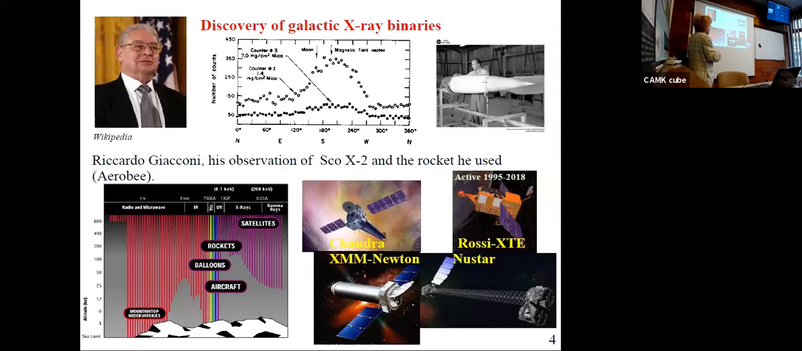So a lot of results later were achieved from satellites like Chandra, Rossi. Rossi already died. But Chandra and XMM are still active. NuSTAR is also now one of the newer satellites active. And of course, in the future, we expect also spectacular satellites like Athena, Agata Różańska here is involved in this satellite.